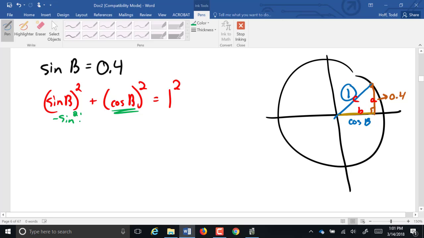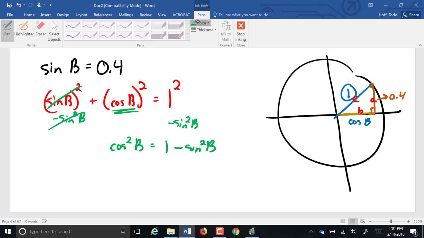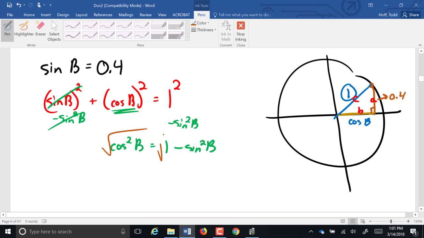Now the notation we use, we tend to put it as sine squared b instead of the sine of b all squared. It saves us from having to write the parentheses. So we subtract the sine squared of b. That gives us that the cosine squared of b equals 1. 1 squared is just 1, so I don't need the squared anymore. Minus the sine squared of b. And we square root that. So the cosine of b is equal to the square root of 1 minus the sine squared of b.